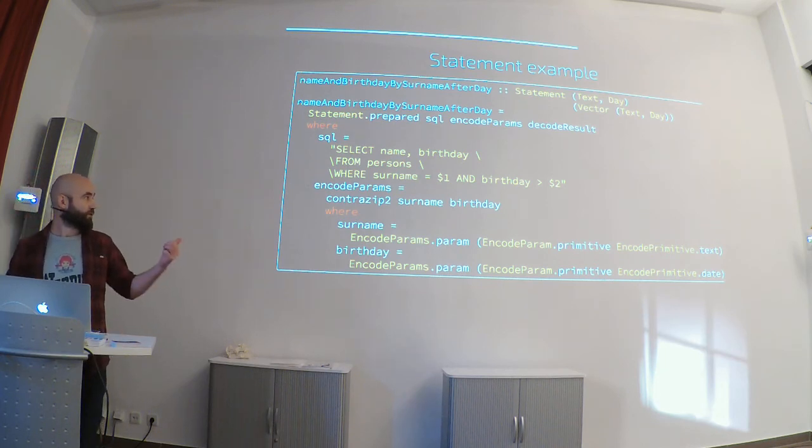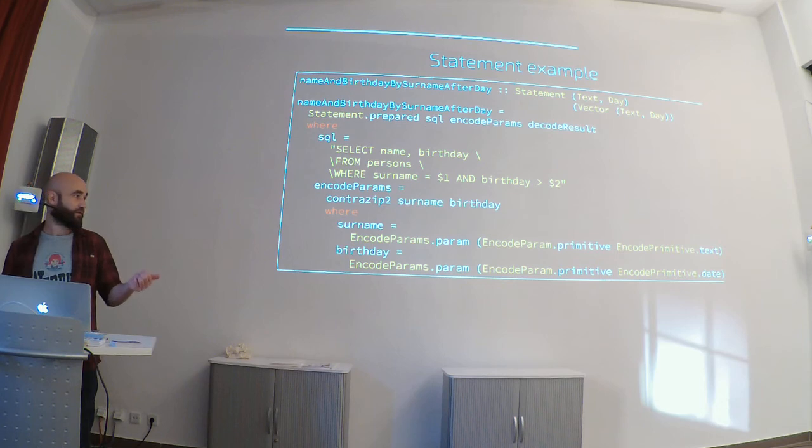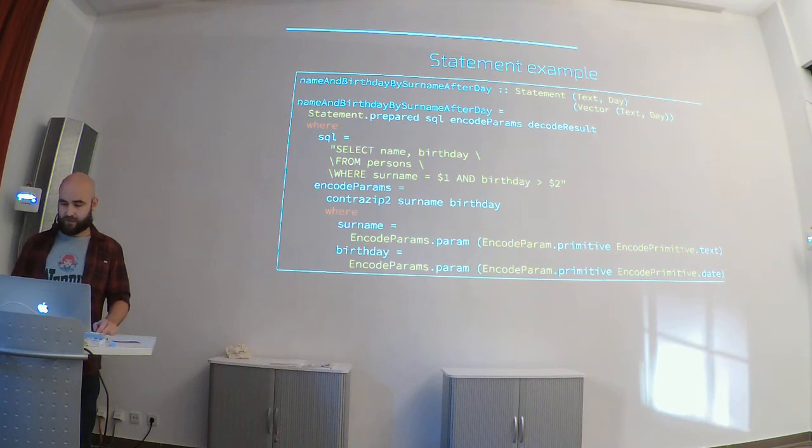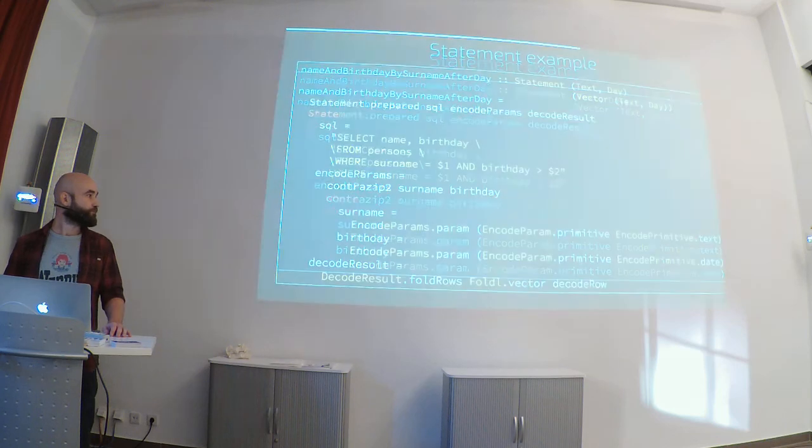First, the surname. It says that I'm giving you a parameter, which is a primitive, which is a text. The next one says a parameter primitive date. That simple. But it might look to you that it's a lot of text. Some people might say that it's boilerplate, but actually this is just specification. You're just explicitly saying what needs to be done.